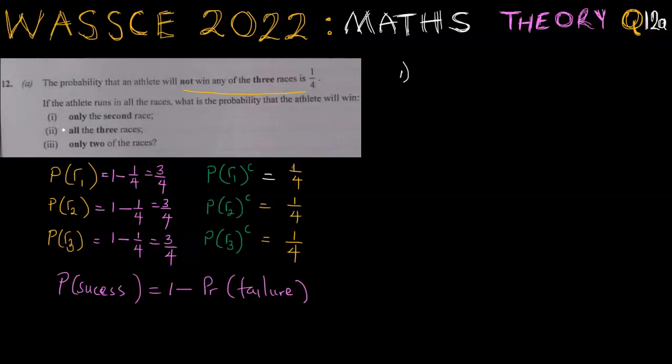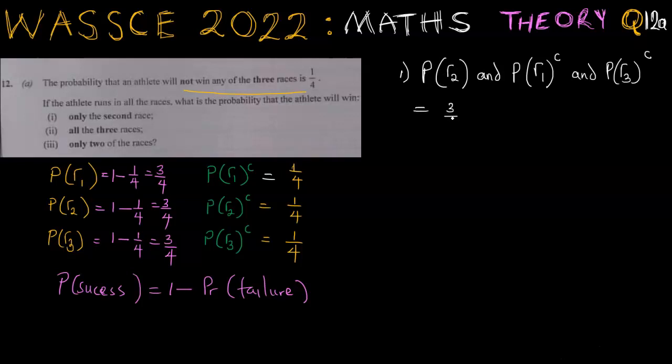The first one, the probability that the athlete will win only the second race, and we know that the second race is R2. So here, if he wins the second race, what it implies is that he's going to lose the first and the third. So this is going to be the probability of the second and the probability of losing the first, that's going to be R1 complement, and losing the third. This is R3 complement.